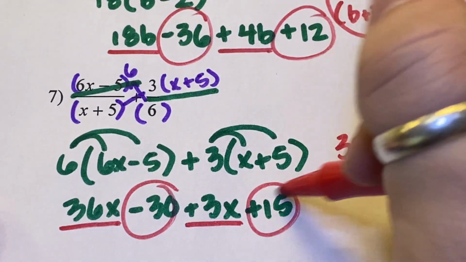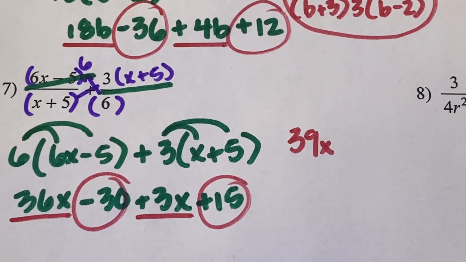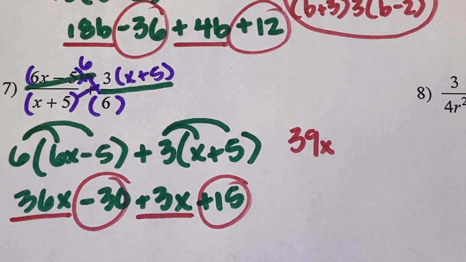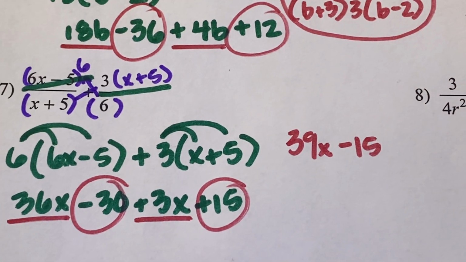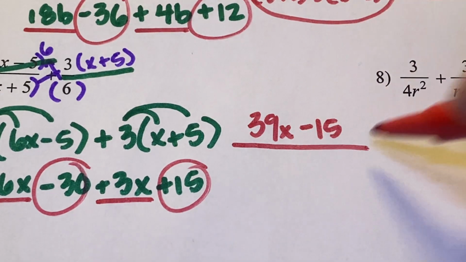Negative 30 plus 15. That's going to be negative 15. Okay, so there's our numerator.